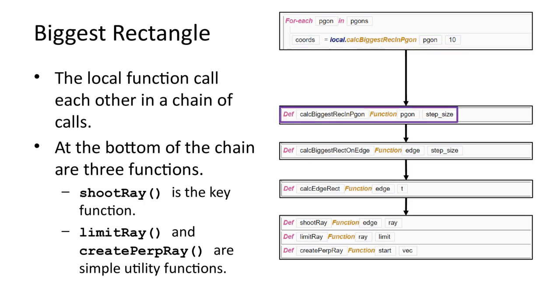The first function searches for the biggest rectangle in a polygon and calls next function. This function searches for the biggest rectangle on one edge and calls next function. And this function gets one rectangle at a specific point on an edge and calls the next function. Finally, this function calls a function that shoots a ray and finds the intersection coordinates. 2 other functions are simple utility functions. We will look at each function in reverse order, starting with the shoot ray function.